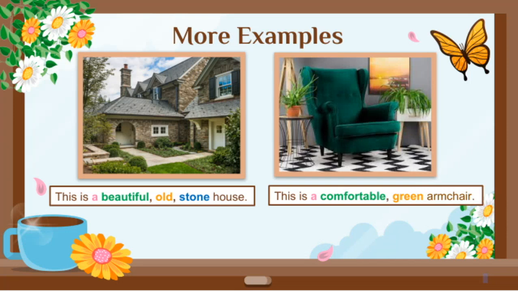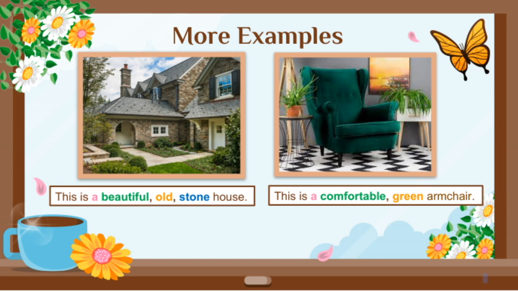Let's take a closer look at some simple descriptive sentences. Here, we see, this is a comfortable green armchair. Notice how we use adjectives like comfortable and green to give more detail about the armchair. It helps create a vivid picture in the reader's mind.